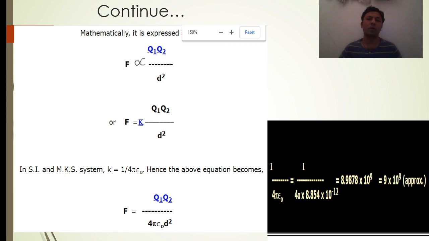So the force between two charges depends upon the strength of the charges, the distance between the charges, and the absolute permittivity between the two charges. Okay, got it? And epsilon 0 is the permittivity, it is a constant. What is permittivity? That's what we discuss in the next section.